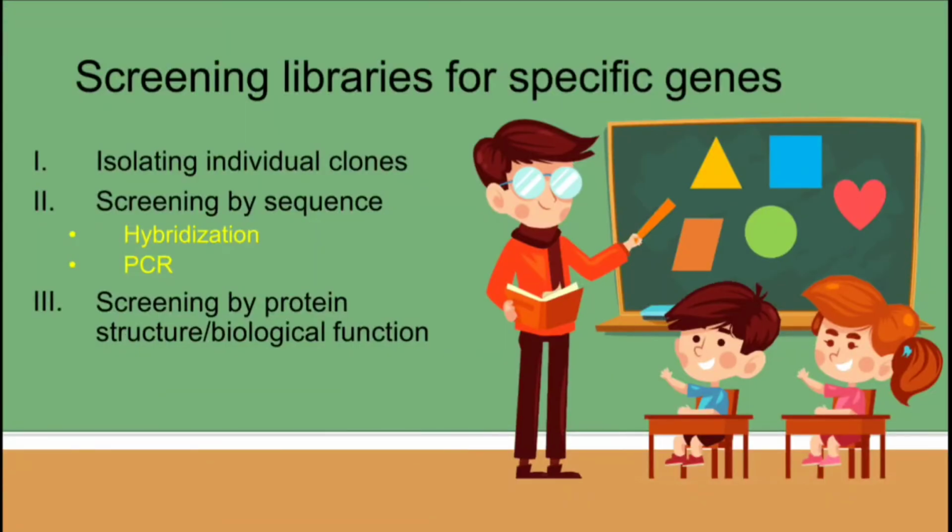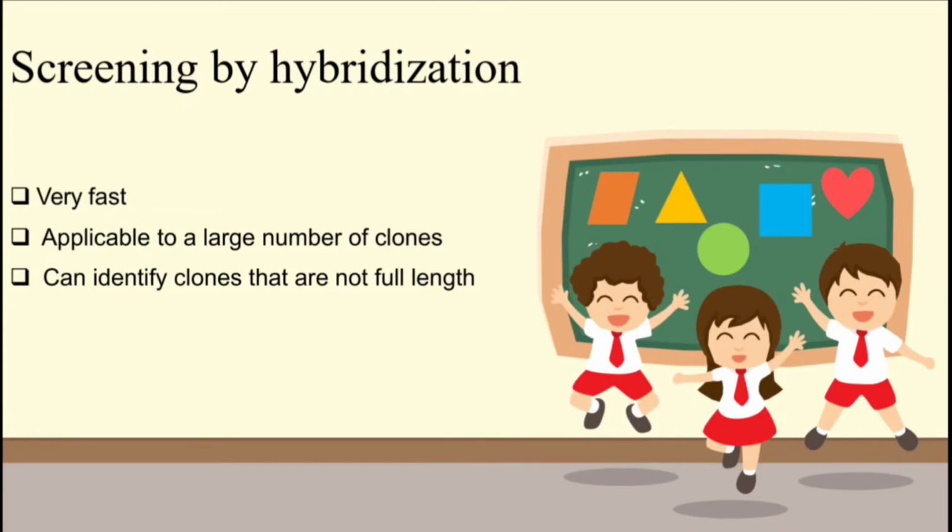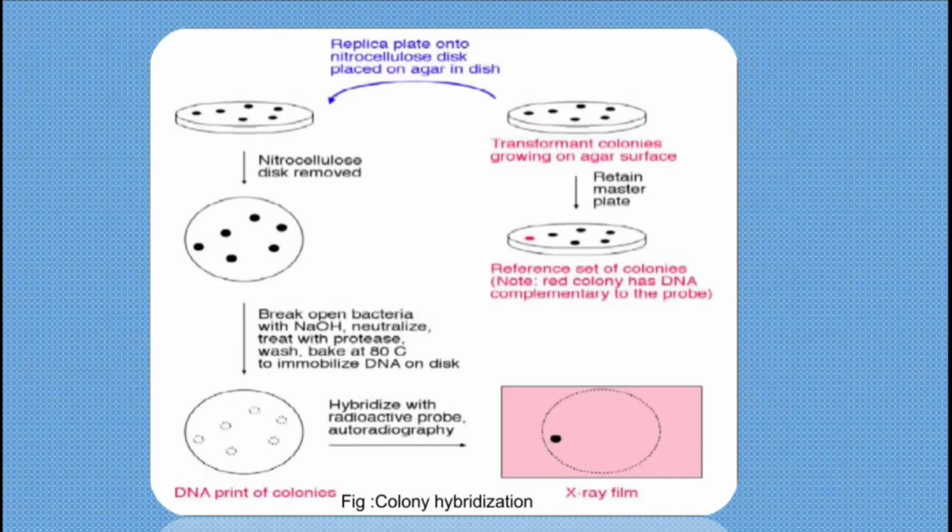Now, screening libraries for specific genes. We have to isolate the individual clones. Then the second step is screening by sequence, that is, hybridization and the polymerase chain reaction are carried out. And third is screening by protein structure and biological function. Now, screening by hybridization. It is very fast. It is applicable to a large number of clones and can identify clones that are not full length.